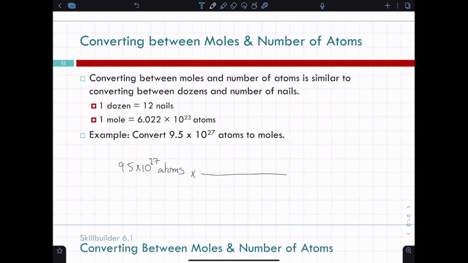So we want to cancel out atoms. So atoms goes on the bottom, 6.022 times 10 to the 23 atoms is 1 mole.